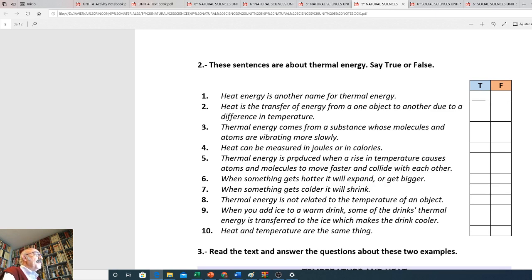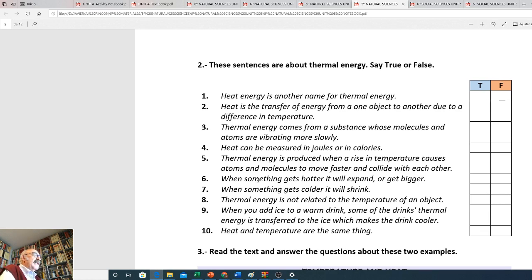Number 5. Thermal energy is produced when a rise in temperature causes atoms and molecules to move faster and collide with each other. So thermal energy is produced when a change of temperature affects some particles and makes them move faster. What do you think? Yes, this is true. Number 5 is true.